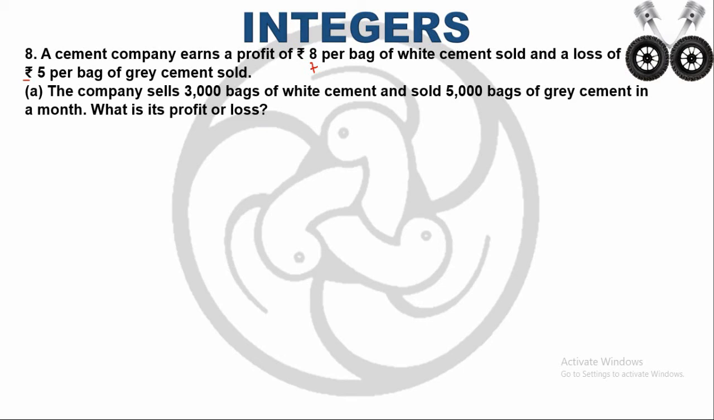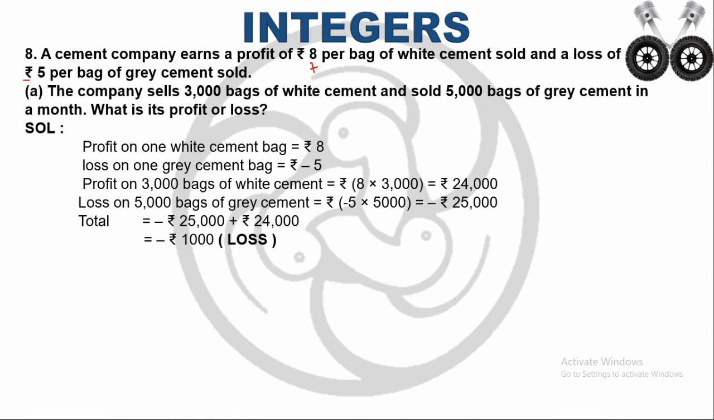So the question asked here is, if the company sells 3000 bags of white cement and 5,000 bags of grey cement, whether the company gets a profit or loss. For that, first we write the profit of a white cement bag is rupees 8 and the loss of a grey cement bag is minus 5. Then the profit of 3,000 bags, how many bags will they sell? 3,000 bags. So 8 into 3,000 equals 24,000 rupees. And how many bags of grey cement did they sell? 5,000. So 5,000 into minus 5, we get minus 25,000.